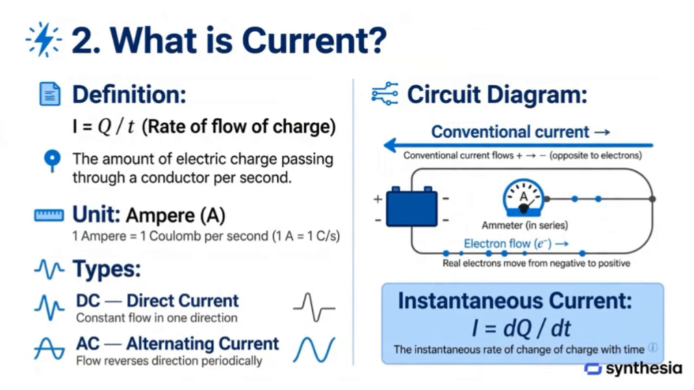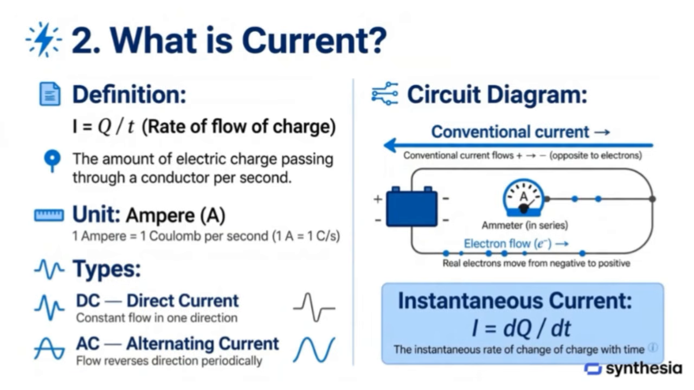Now let's discuss current. Current is rate of flow of charge. I is equal to Q divided by T, or I is equal to dQ upon dt. Its unit is ampere. If 1 coulomb charge flows through a circuit in 1 second, then the current is 1 ampere. If voltage is like pressure, then current is like flow rate of water in a pipe. As more pressure leads to more flow, similarly more voltage leads to more current.